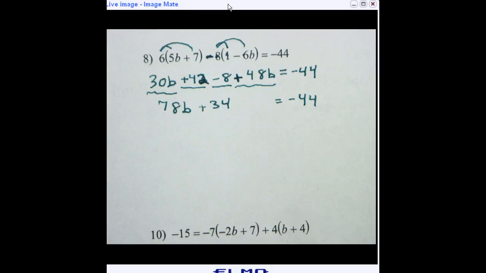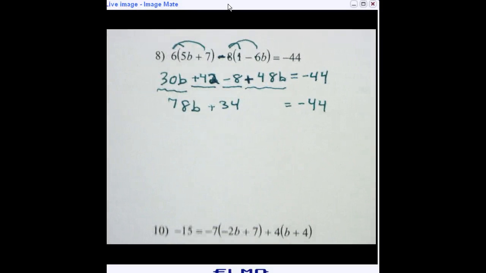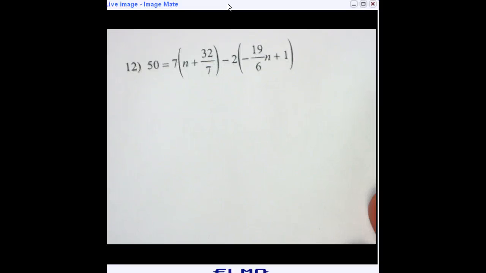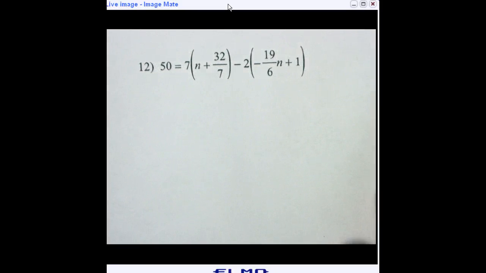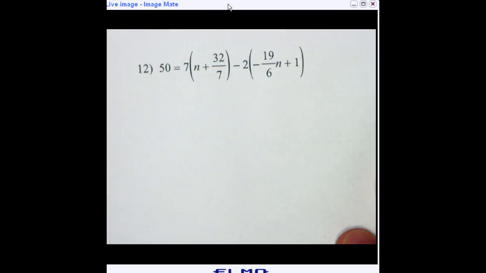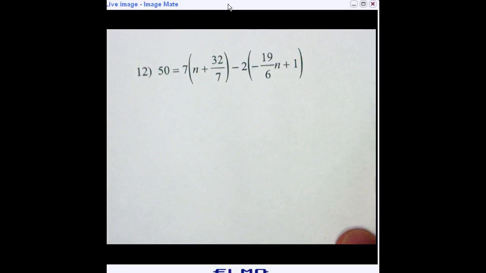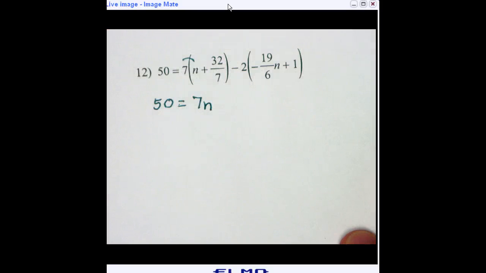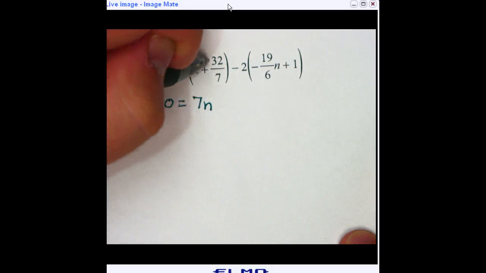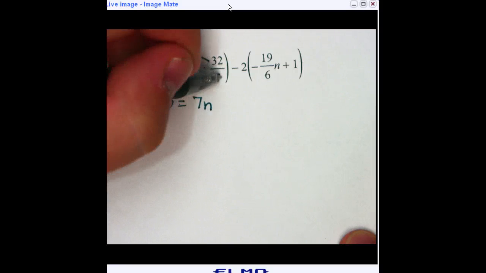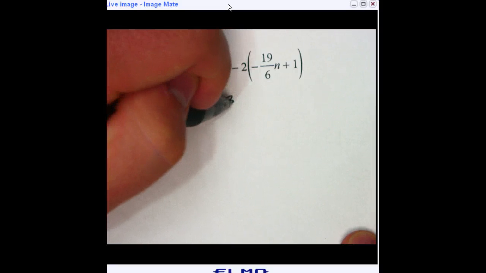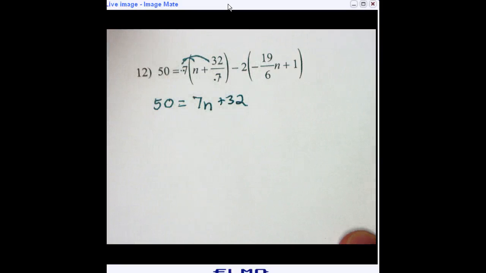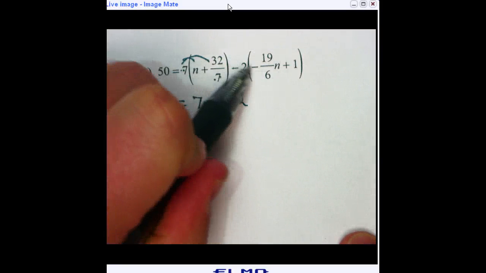Alright. And request for number, what, 12? Take a look at that. Won't get through all of it, but can do a lot. So here we go. 7 times n. 7n. Now here, don't need a calculator. 7 on top, 7 on the bottom, they just cancel out, so we get just regular 32. They just canceled out. Here we go, negative times a negative.